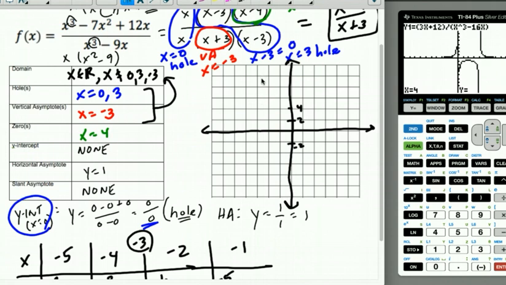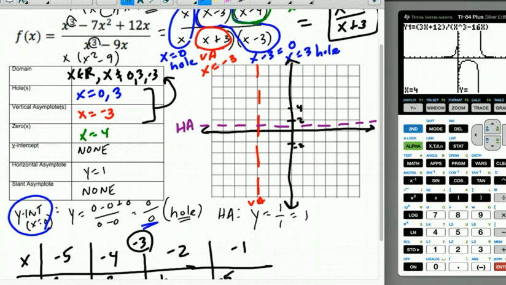So my vertical asymptote is at -3, right? So there's my -3 vertical asymptote. My horizontal asymptote, which we've been doing in purple, is at 1. Now remember, 1's going to be halfway between these hash marks because I went by 2, right? So there's a horizontal asymptote at 1.